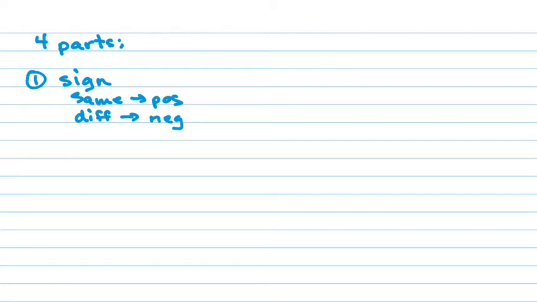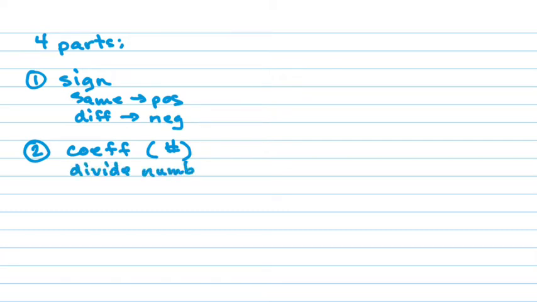Okay? All right. What's the second part of every term? The coefficient, which is just a fancy word for a multiplier, which means the number in a term. It's always the number. So what you're going to do is divide the numbers, if possible. Because not every number will divide evenly by every other number. And that is literally how fractions are born. If you have a number that you can't divide by another number, that's how it becomes a fraction.